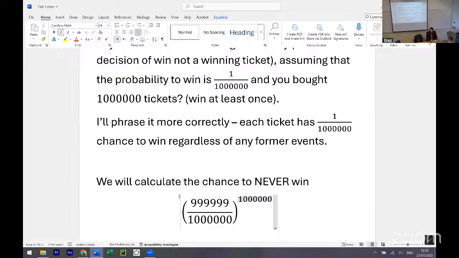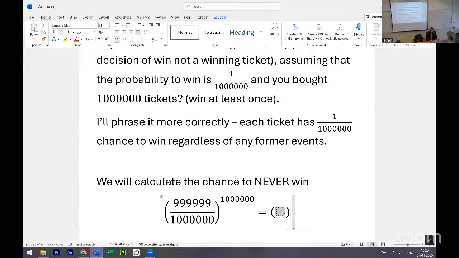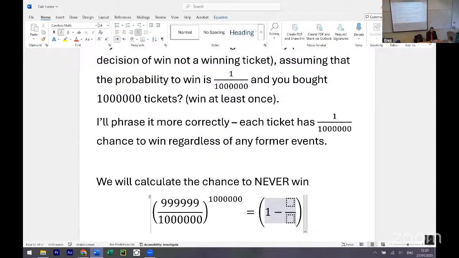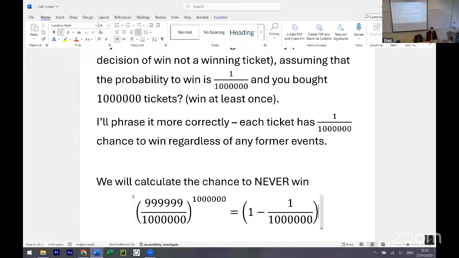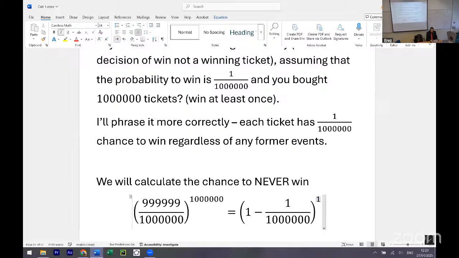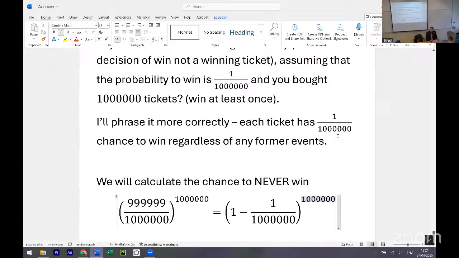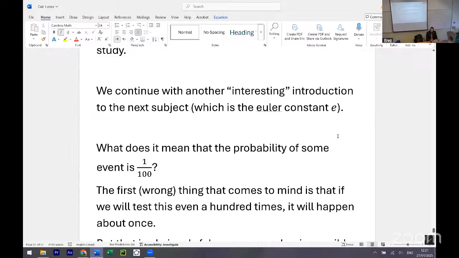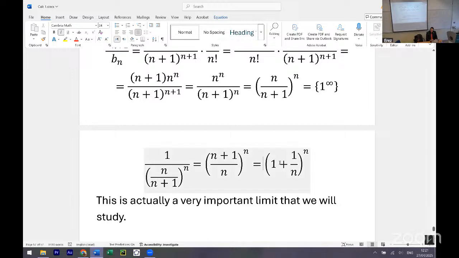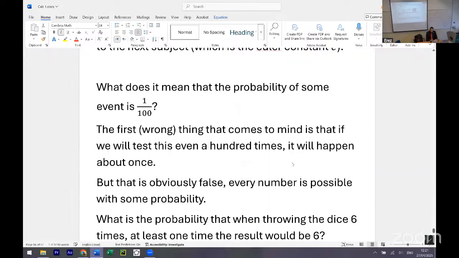Agreed? But that could be written, if you see or not, in the form (1 minus 1 over a million) to the power of 1 million. Okay, and now you can see, hopefully, it is very closely related to that, right? How closely related, I will show you.